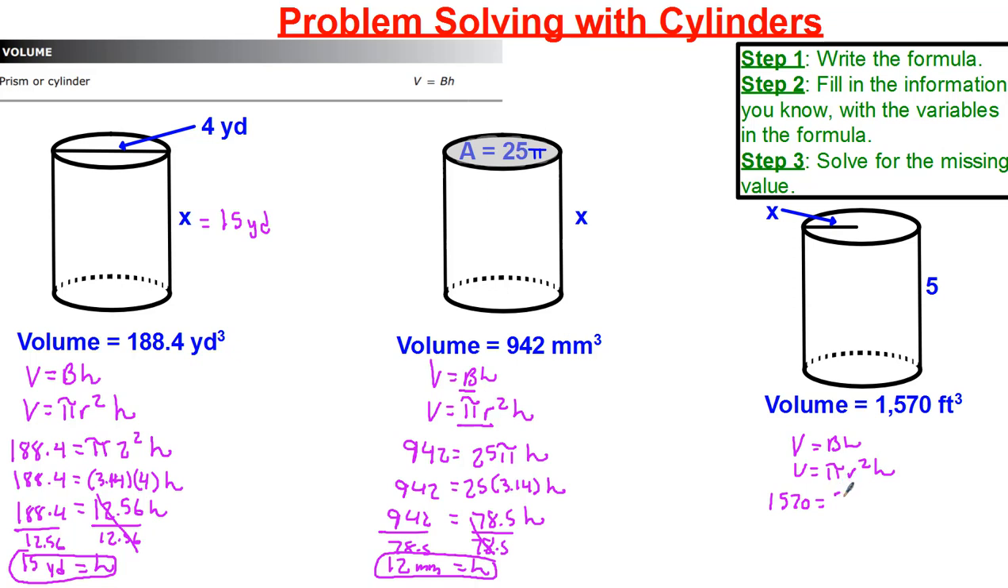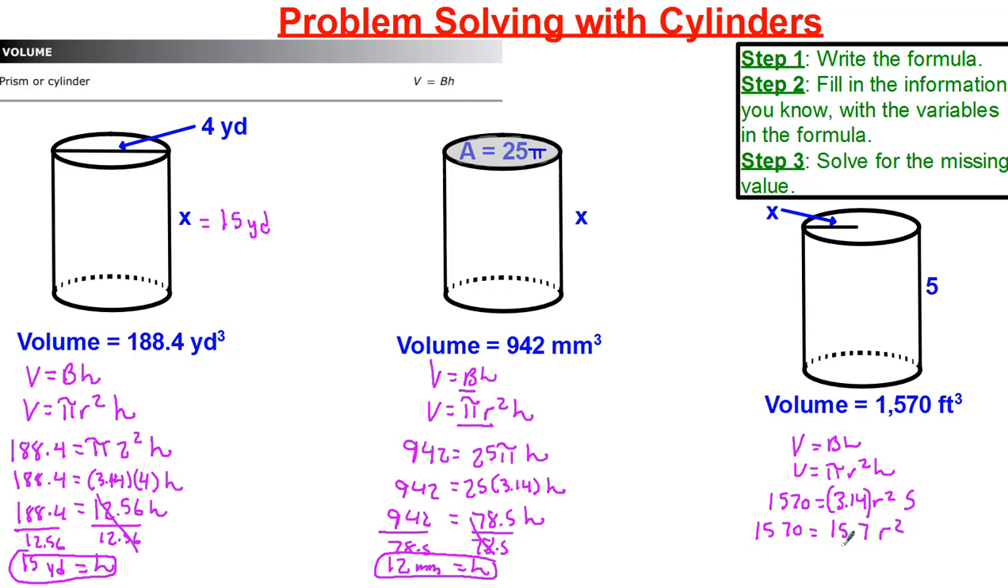Then we just have 3.14 multiplied by r squared. Let me just go ahead and separate that. And then our height is 5. So in this case, I'm just going to multiply 3.14 times 5, because as you can see, they're on the same side. So I could go ahead and multiply those together. So 3.14 times 5 gives me 15.7, which is equal to r squared.